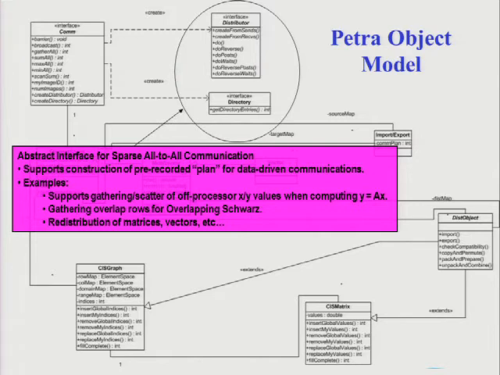We then have our distributor, which is also a cousin of our maps and communicator, and allows us to do sparse all-to-all communication. One of the obvious things is gather scatter for off-processor values when I do, say, a matrix vector product. I'll go into more detail about that. Overlapping Schwarz, redistribution, it's all related to this import-export idea, saying when I have two maps, I can define a way of moving data between them.